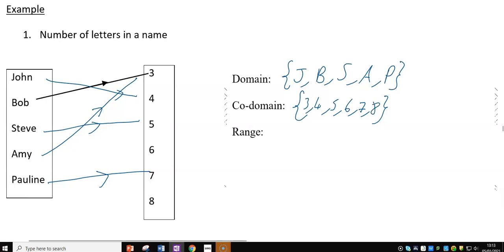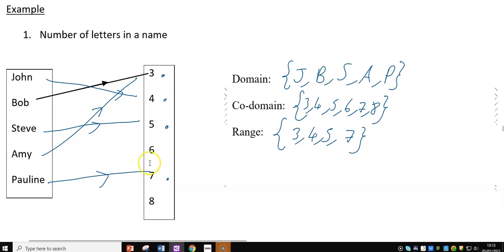However, the range is everything that is actually covered. So the range doesn't include all of the 3, 4, 5, 6, 7, and 8. It includes the 3, it includes the 4, it includes the 5, and it includes the 7. So the range is just 3, 4, 5, and 7 in this particular example. Okay, so the domain is where you start. The codomain is where you finish, but the range, very importantly, is a subset, so it's a smaller set within a set. It's a subset of where you actually finish. So the range was just the 3, the 4, the 5, and the 7.